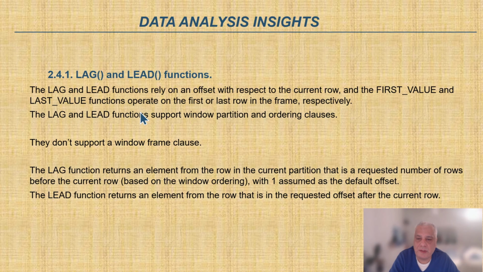The lag and lead functions support window partition and ordering clauses. They don't support, unfortunately, the frame clause. The lag function returns an element from the row in the current partition that is requested a number of rows before the current row, based on window ordering, with one assumed as the default offset. The lead function returns an element from the row that is the requested offset after the current row.